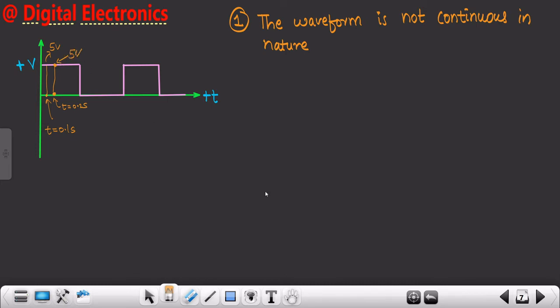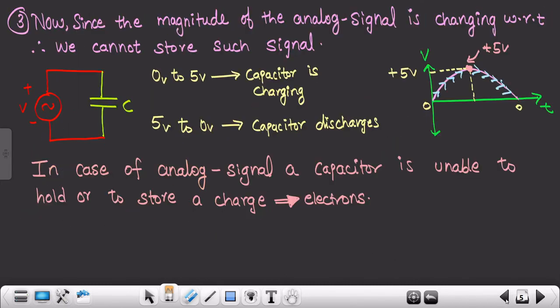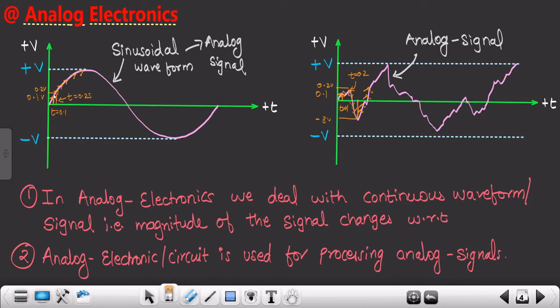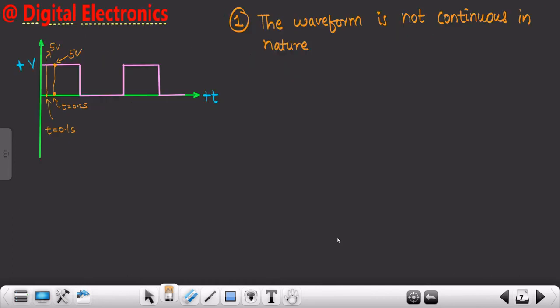As you can see, in the case of analog electronics, at every instant the voltage was changing. For 0.1 second we were getting 0.1 amplitude, for 0.2 second we were getting 0.2 voltage. But in the case of digital electronics, we are getting a constant amplitude even though the time is changing rapidly. I hope you are getting my point. That is why I said it is not a continuous signal.